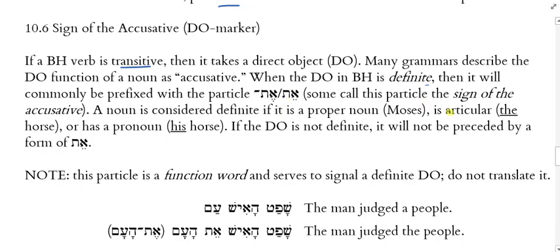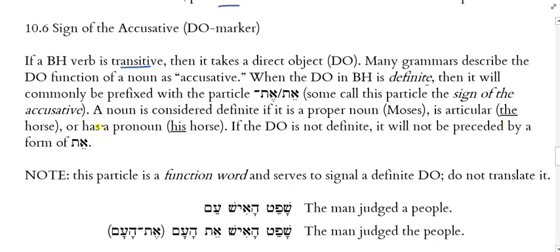Now, some call this particle the sign of the accusative. Remember, accusative function is the direct object function. So Ross calls this the sign of the accusative. A noun is considered definite if it is a proper noun. So a noun names a particular person, place, or thing. So Moses, the Golden Gate Bridge, Mississippi, right? These are proper nouns. It's also definite if it's articular, if the definite article is attached.